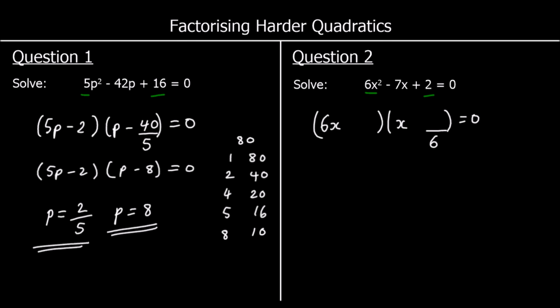So 6 times 2 is 12. What multiplies to make 12? 1 and 12, 2 and 6, and 3 and 4. Which of those can give us a 7? It's 3 and 4, and it's going to be negative 3 and negative 4. So neither of them are in the 6 times table. So let's simplify what we've got.